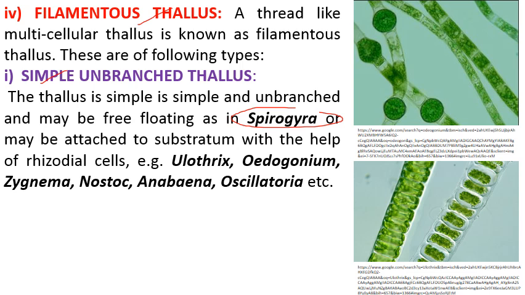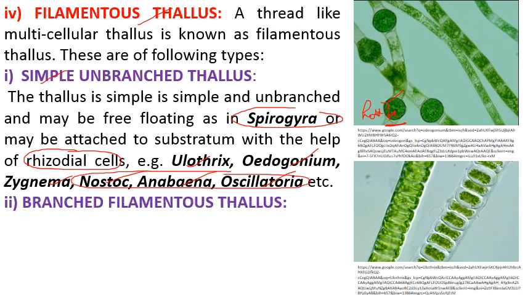तो ये जो filaments होते हैं, they attach themselves to the substratum with the help of some cells which are known as rhizoidal cells. They are also known as holdfast. ऐसे cells जिससे ये खुद को attach करते हैं substratum के ऊपर, उसे holdfast भी कहता है. For example, we have Ulothrix. This is the photograph showing Oedogonium, then Zygnema, Nostoc, and Oscillatoria. So these all forms are the BGA.